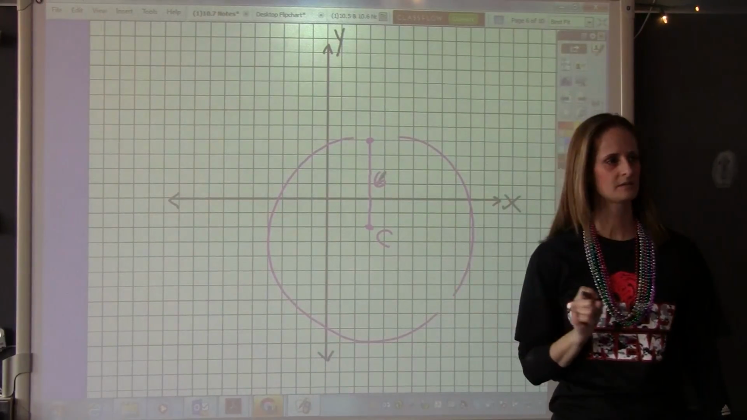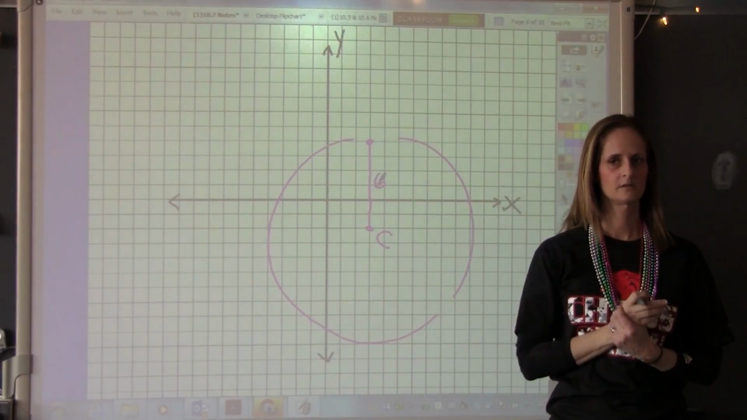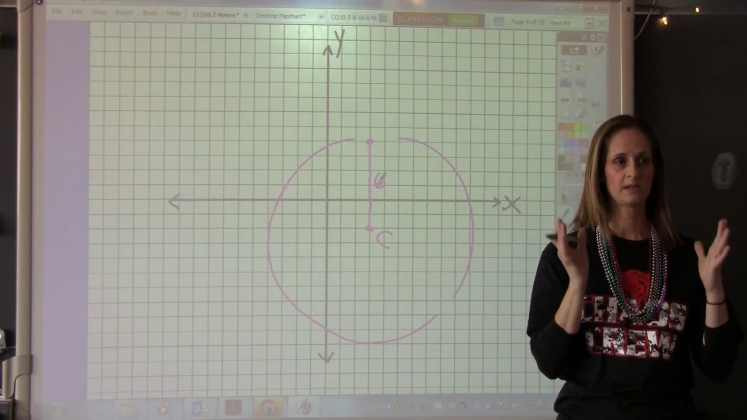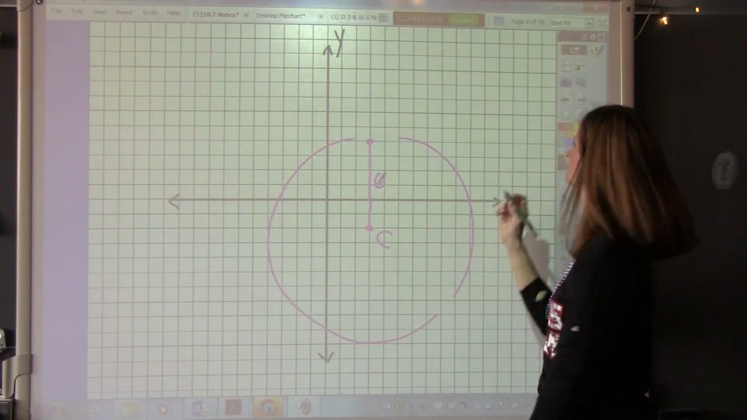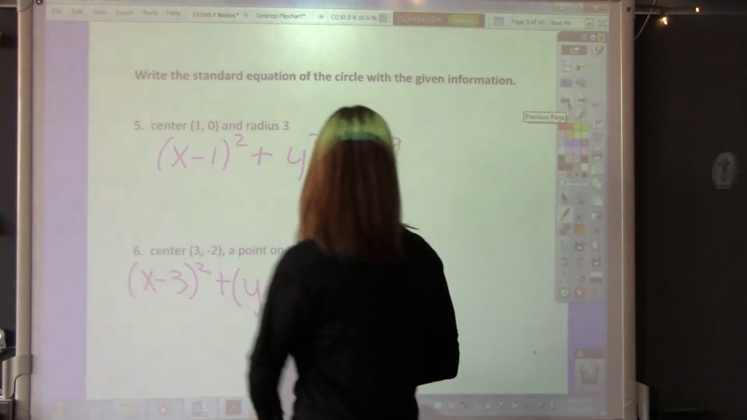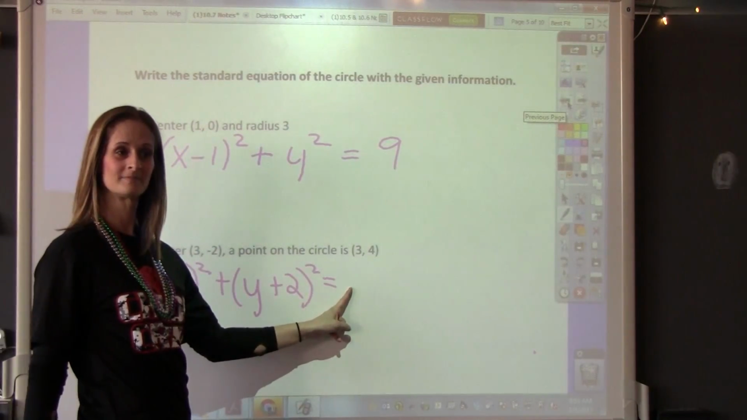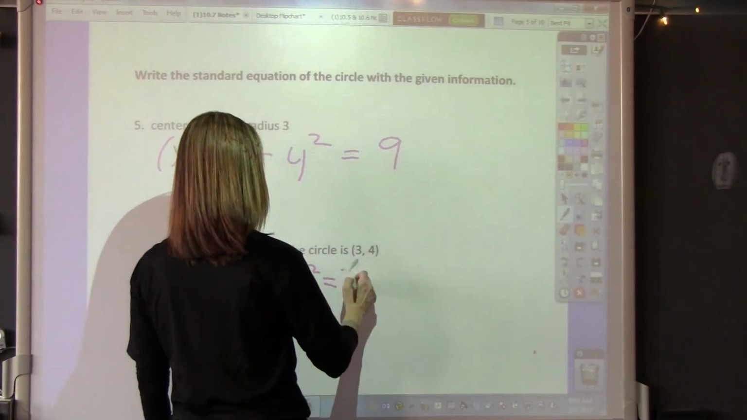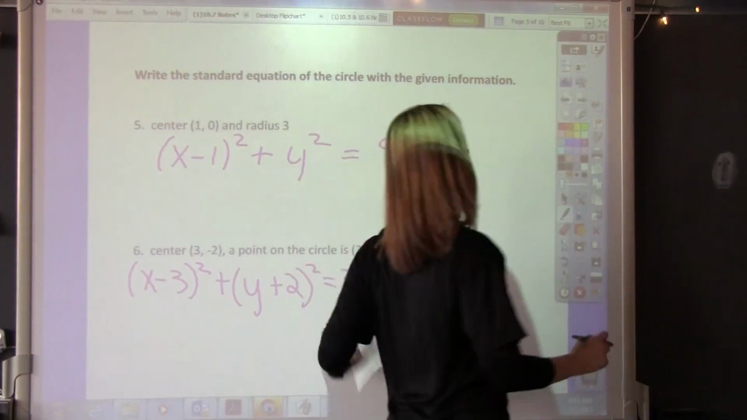It's 6. Am I going too fast? Is everybody okay with the radius? The radius is 6. Good job. So what number goes here? 6 squared, 36. Okay. They won't all be that easy.